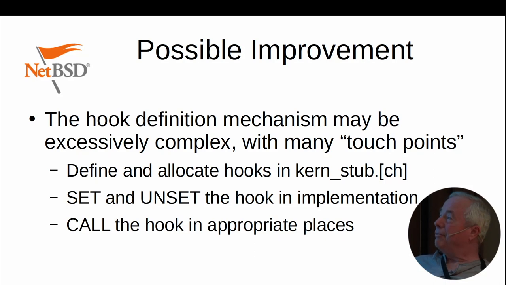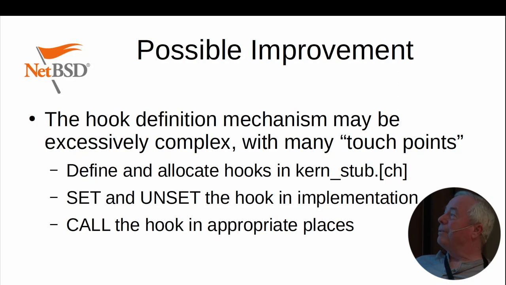It'd also be nice if we didn't have to have the kern underscore stub stuff to actually allocate the hooks. The hooks themselves have to be there, whether or not the code that they point into is there. Otherwise, you wouldn't have a place to go through for the indirect pointers. So there's a little bit of static or permanently allocated memory in the kernel to occupy these, and it'd be nice if we could get rid of them, but again, couldn't figure out a way to do that.